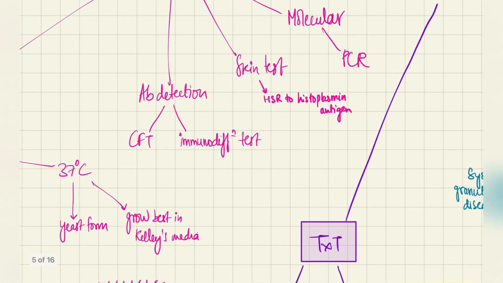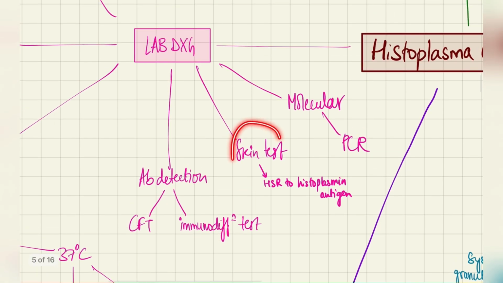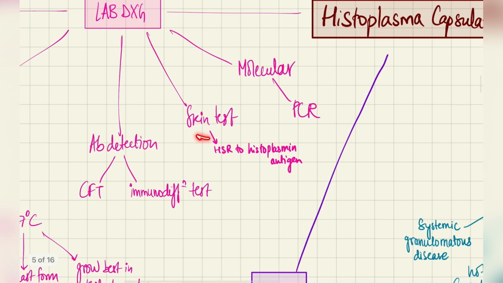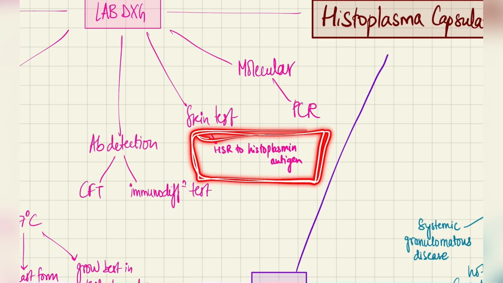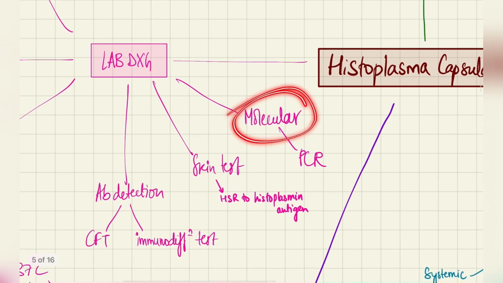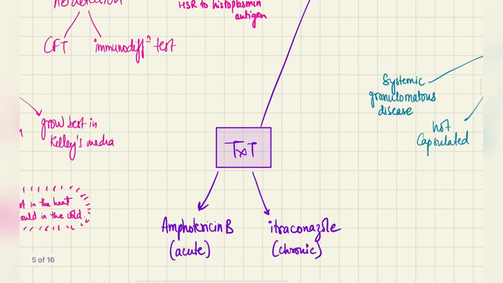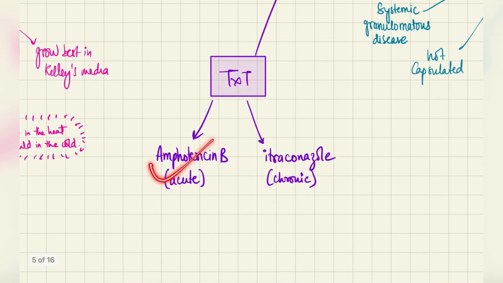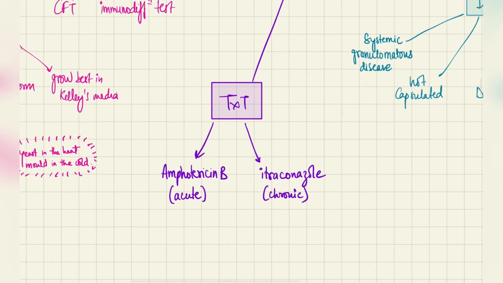Next, we can get antibody detection by CFT, immunodiffusion test, and skin test. A hypersensitivity reaction to the histoplasmin antigen can be detected, and molecular methods will be PCR. The treatment for this disease will be amphotericin B for the acute form and itraconazole for the chronic form.